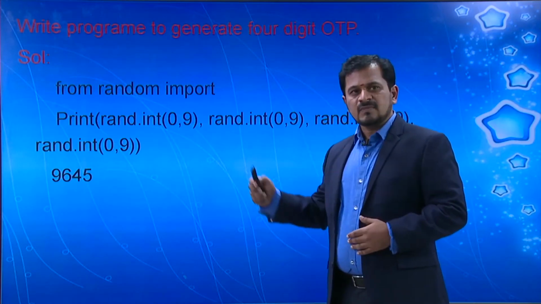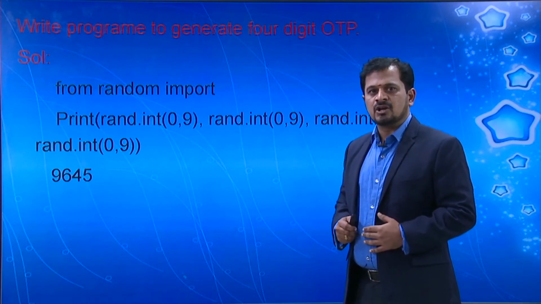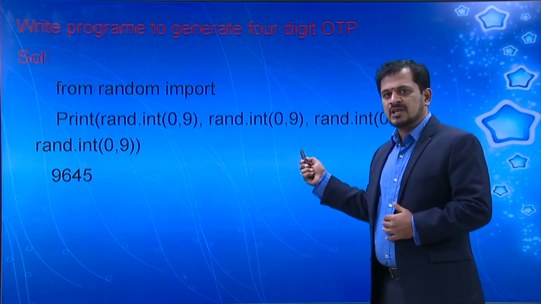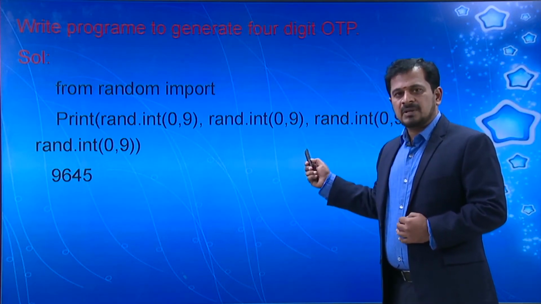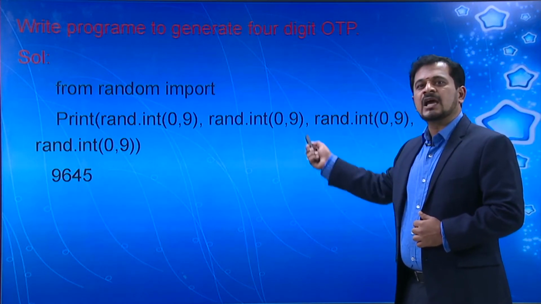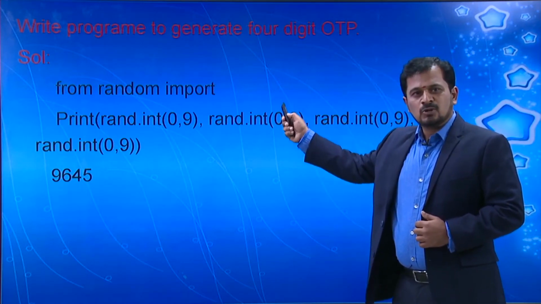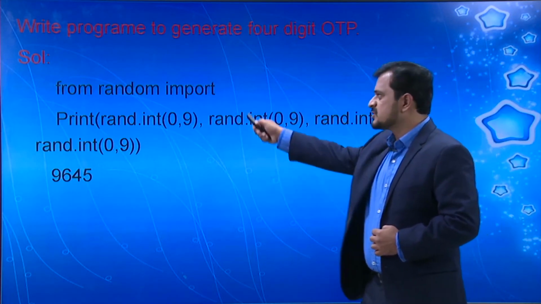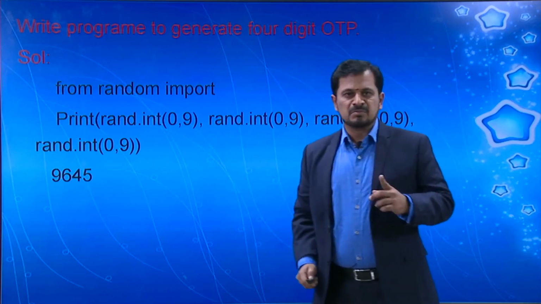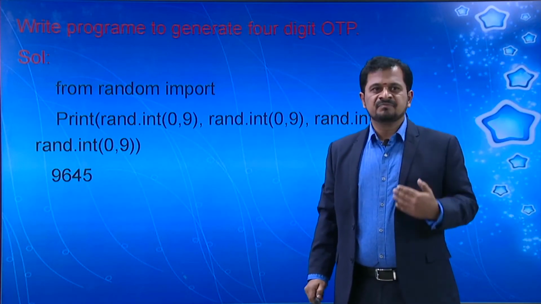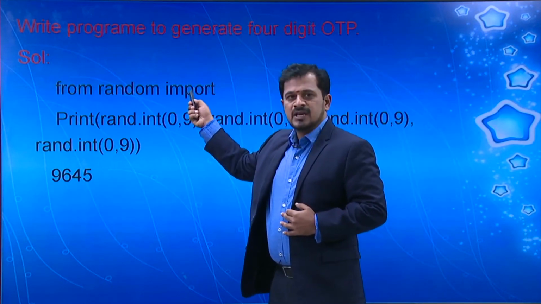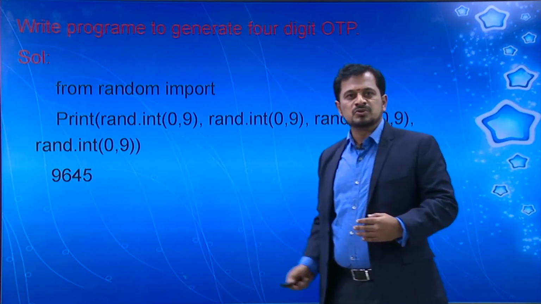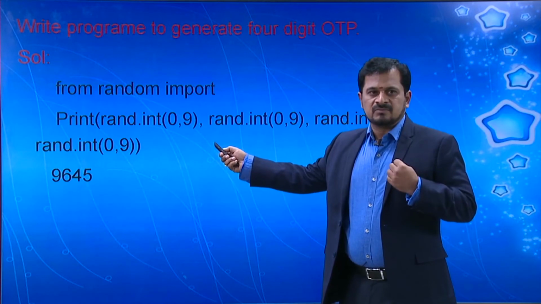Next program we are going to see: write a program to generate a 4-digit OTP, one-time password. This is very famous, and it is used in many applications. Those applications also we are able to develop with the help of Python. If I want to do this, just 3 lines of program will complete it. First I want to generate a random number, so I need a random library. So from random import, the random number generation functionality will be called inside the program. Now I want to generate a 4-digit OTP, one-time password.